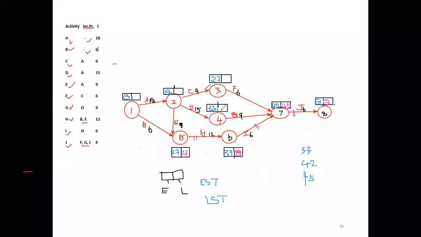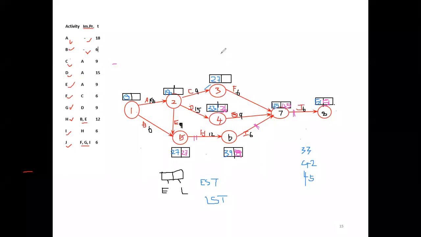What is the answer? 36, no? Right. Here 36. Here you see from this activity from 7 to this event, the fourth event, 45 minus 9 is 36, where EST is not equal to LST. So G is not a critical path activity. Are you clear now?